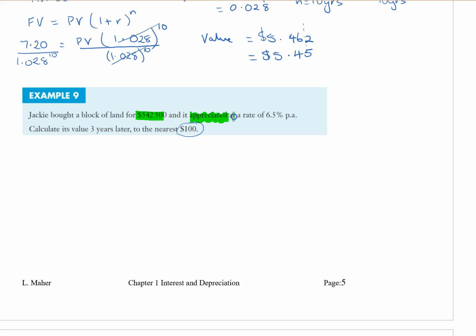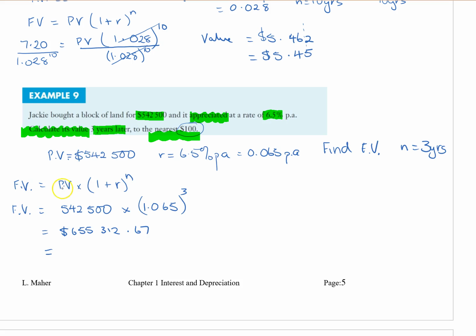It appreciated. The moment you see that word, hopefully you'll make a connection to this exercise because its name is appreciation, and you'll make the connection between appreciation and the future value formula. The rate obviously is going to be important. The question says calculate its value, that is find the future value, 3 years later, round to the nearest $100. There's quite a bit to note and write up mathematically, so I'll pause the video and do that and come back and talk about it.